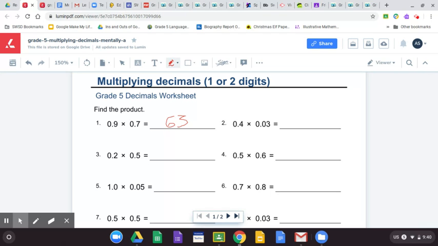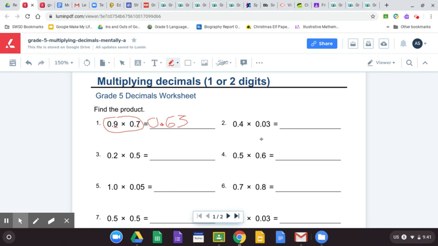Then you need to look at how many numbers in both factors are after the decimal. How many decimal places do you have in total? This one has 1, 2. So there are 2 numbers after the decimal place, which means in your answer, you need to have 2 numbers after the decimal place. So my decimal's going to go right here. That would be your answer, 63 hundredths.